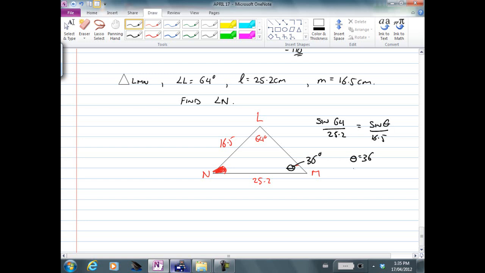Guys, gals, all my triangles add up to 180. So this one has to be 80 degrees. Voila. I'm going to give you a break. You guys can practice with this. We're going to do word problems later.